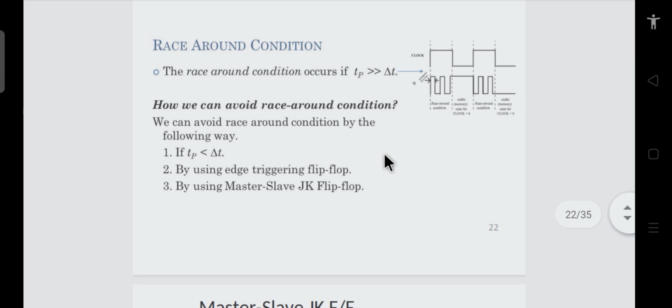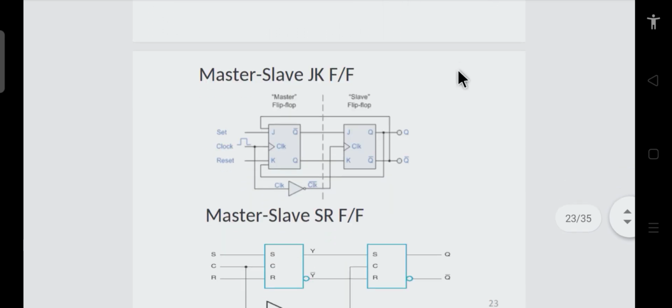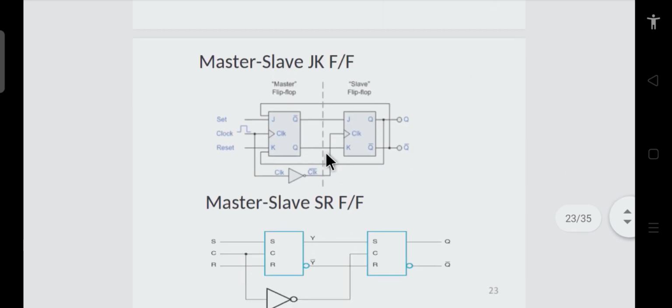When the edge triggering method was not invented, at that time people used to use the master slave technique. In the master slave technique, rather than using a single flip flop, we use two flip flops, and the clock pulses are connected together of these two flip flops. The first flip flop is called the master flip flop, and the second flip flop is called the slave flip flop. The basic idea is, we separate the input from the output, so that the transition does not take place instantaneously.